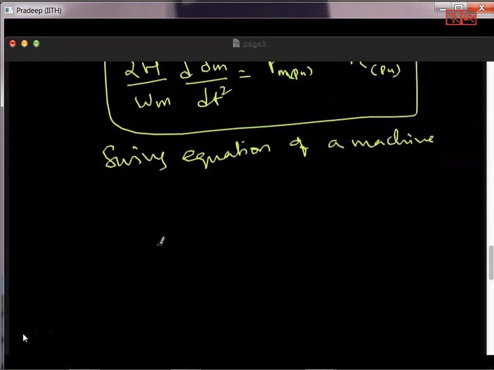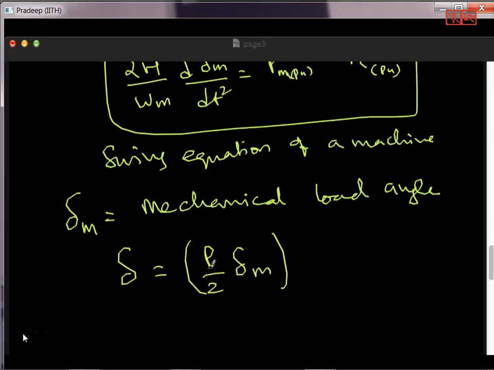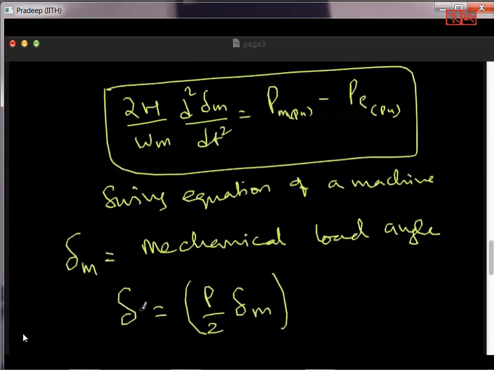So, what is delta_m? Delta_m is mechanical load angle. Now, I want to get electrical load angle delta, which is nothing but P by 2 into delta_m. So, sometimes what happens, depending on the number of poles, if the poles are 2, then mechanical and electrical are the same, but then the electrical delta will be a factor of P by 2 times delta_m. So, if I substitute this here, then I'll get a P by 2 factor outside, and then I'll get something like this.